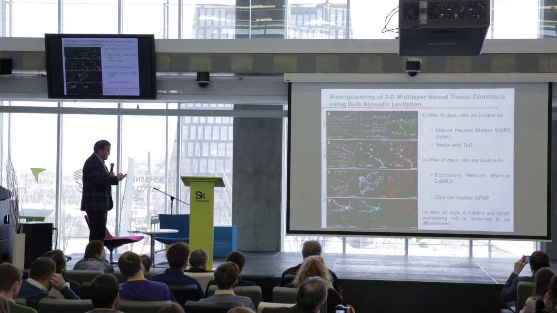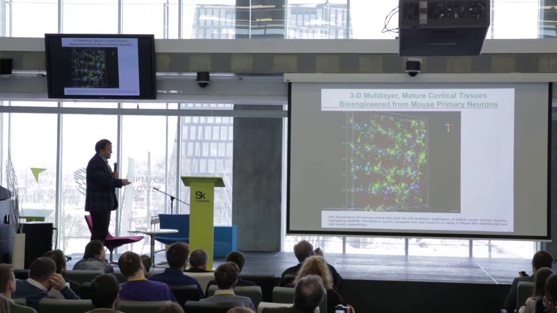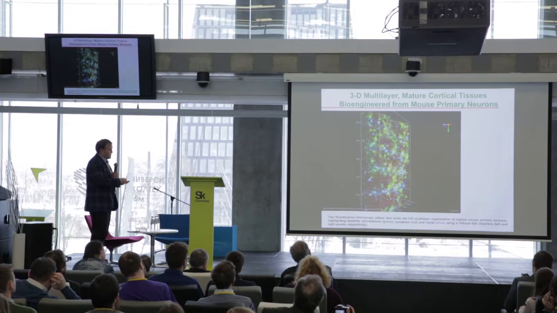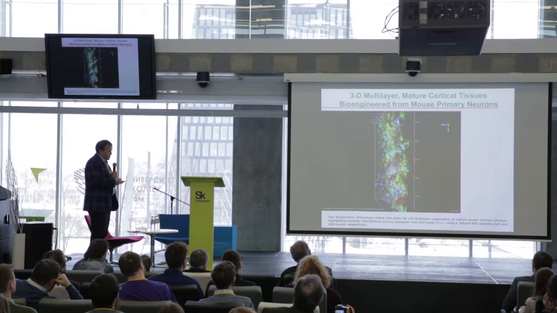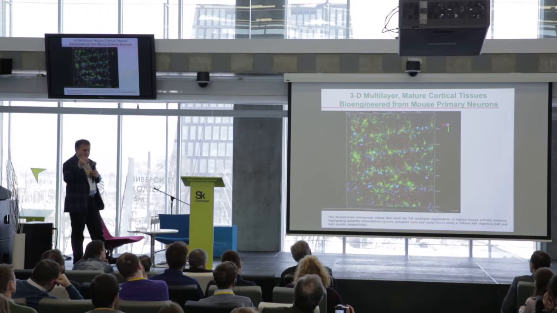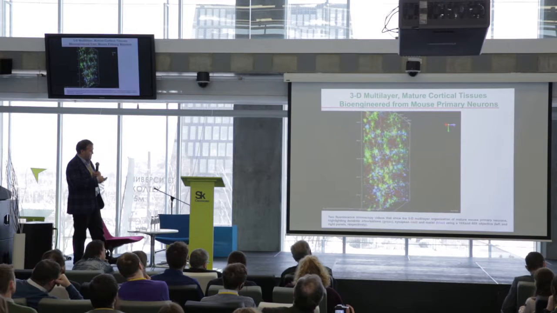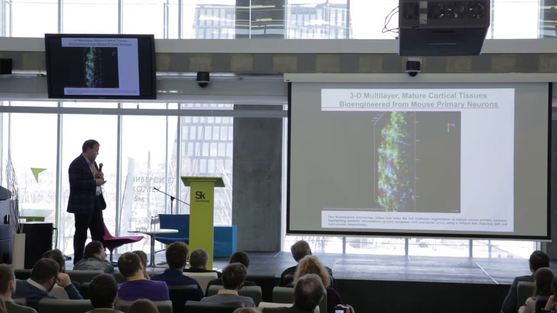sending out these neurites and neurite extensions. The red dots in this gel, and it's really hard to stain hydrogels in 3D, especially if you are looking for synaptic activity, but these red dots are synapsin.